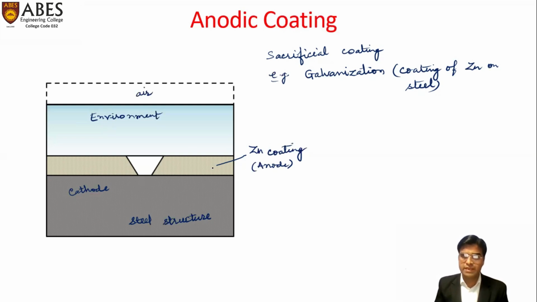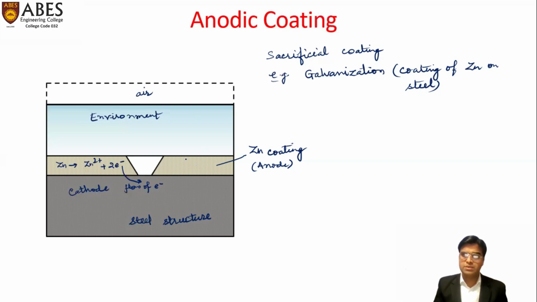So because zinc is working as anode, it will undergo oxidation. So we can write it here as zinc converting to zinc ions and electrons are ejected. These electrons will move toward the cathode. So it shows the flow of electrons. So this is how the steel structure is protected because the steel is now working as cathode and corrosion does not happen on the cathode. It is occurring on the anode.